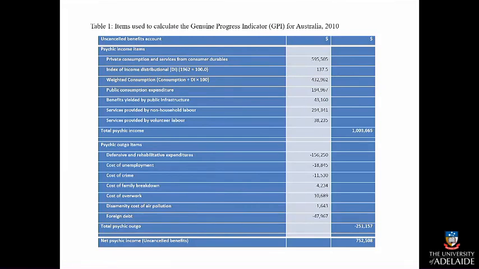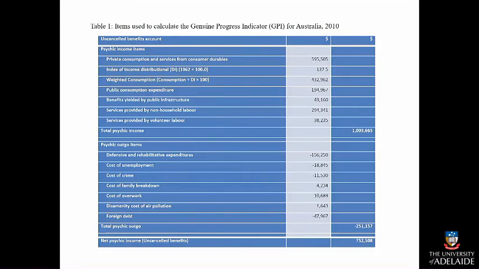This is a genuine progress indicator study I did for Australia. I think it was from about 1962 to 2010. This is just looking at one year. This just gives you some idea of the various items. So here's our uncancelled benefits account, representing that cancelled benefits curve for a particular year.